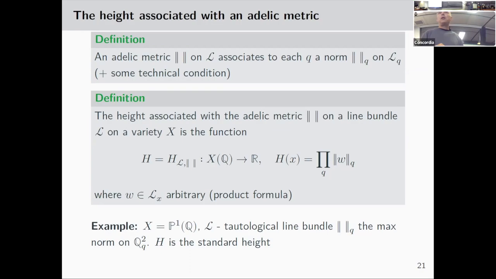And now it takes a second to go back to the example that we had before, and just do this on P^1, even though it's true for P^n in general, but it's slightly easier to think about with P^1. So you look at the tautological line bundle, you look at the max norms, all right? Remember that the lines for the tautological line bundle were naturally embedded in Q^2. So you can look at the max norm in Q_p^2, basically, and what I get when I do this procedure is just the standard height as I had before.